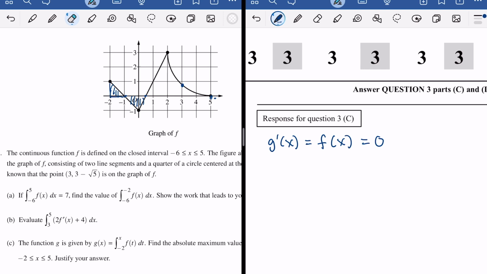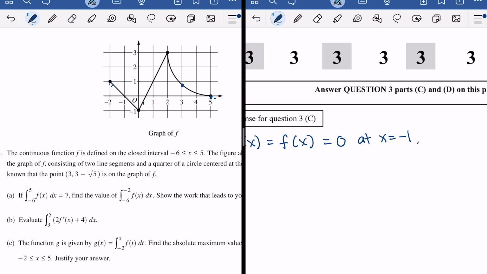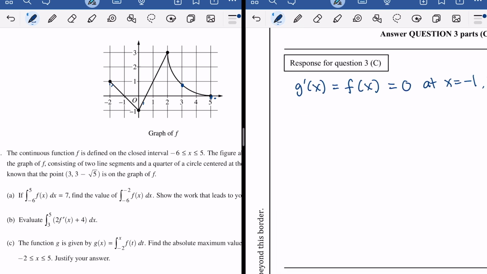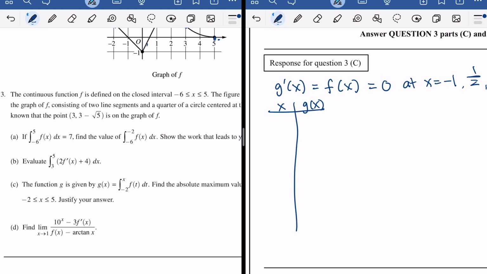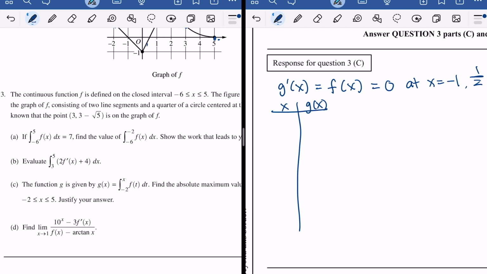So where is f of x equal to 0? We know that it is over all the x-intercepts, which includes -1, 1/2, and then 5. And now we're going to complete our table by doing the candidate, and then g of x will be the y value. Absolute maximum we need to look for is one of the biggest numbers. So we're going to do all the work on the side. The endpoints are -2 and 5. The critical values are -1 and 1/2.